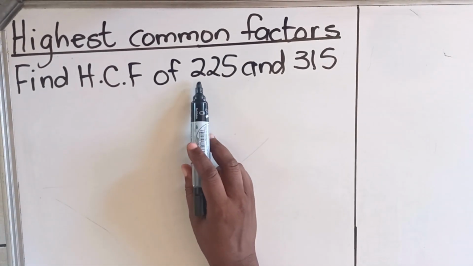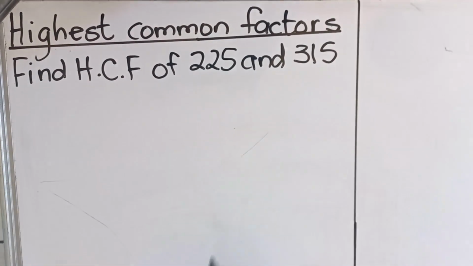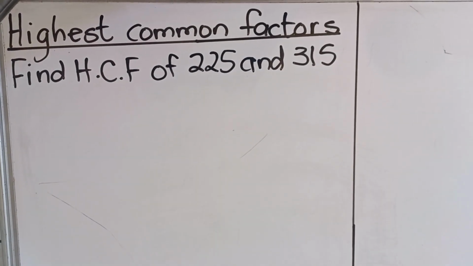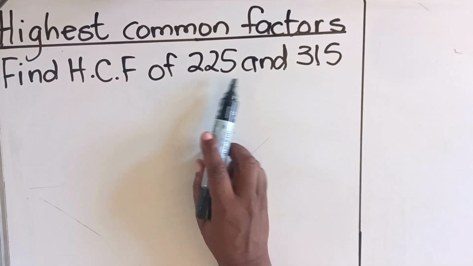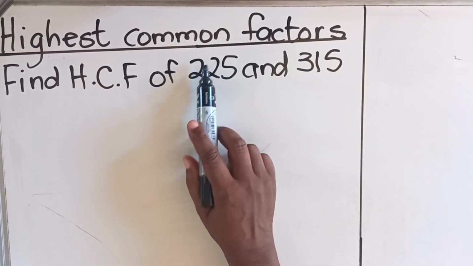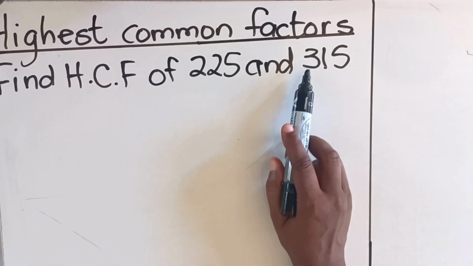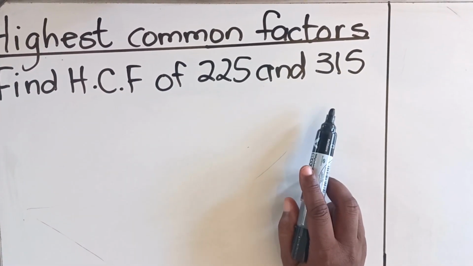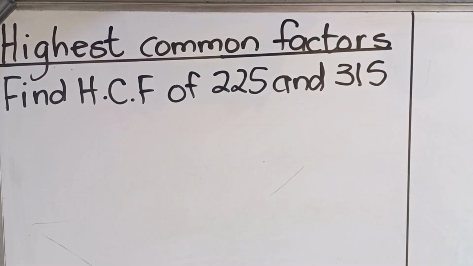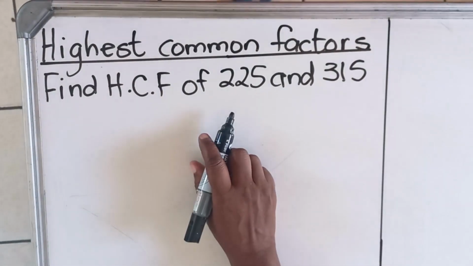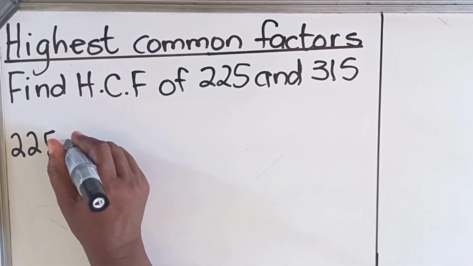So here they've given us 225 and 315. There are actually 2 ways that you can find the highest common factor. I'm going to show you both ways. With 225 and 315, you need to find the factors of 225, write all of them, and find the factors of 315, write all of them, and see which one is the highest out of the 2. Let's do that. We're going to do the factors of 225 first.